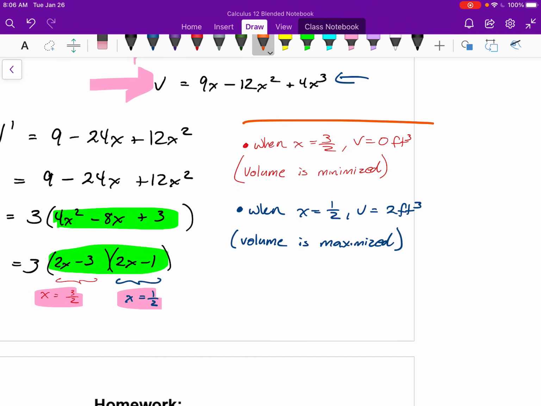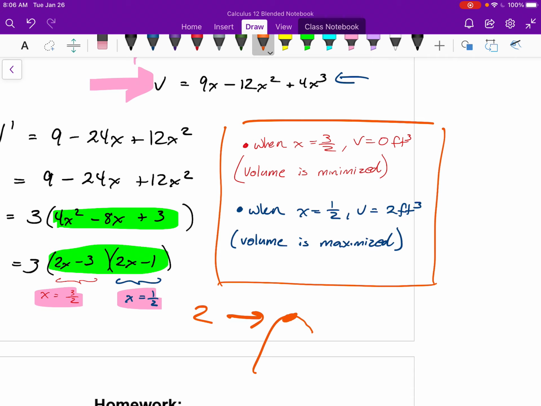And because I know there are no other critical points, there could be no other greater maximum volume than 2 cubic feet. Because if there was something greater, if it went like this, and let's say, looking at my volume function, if this is where it had 2 cubic feet, if it went back up again and there was another part, then there'd have to be 2 more critical points. And again, there's no more.